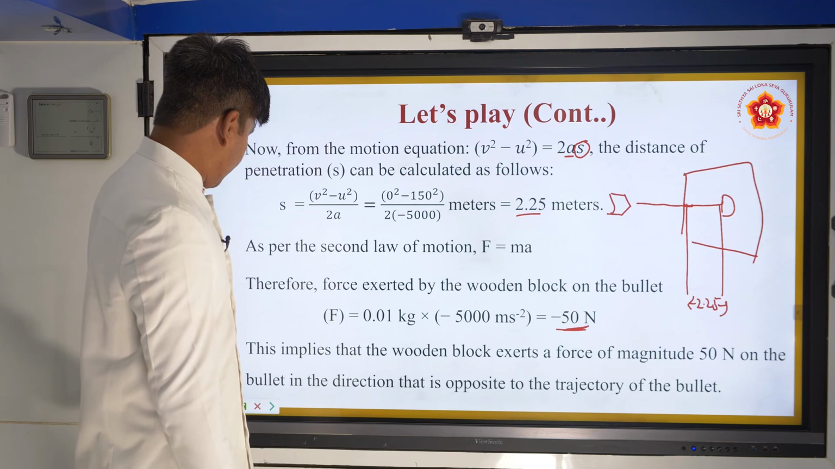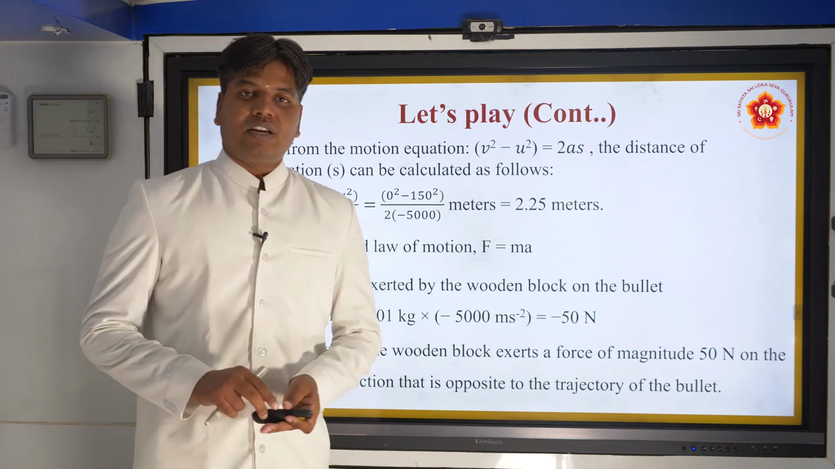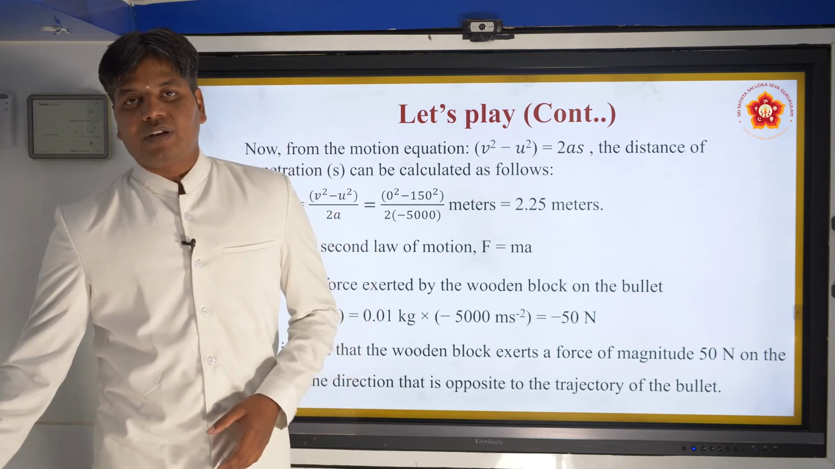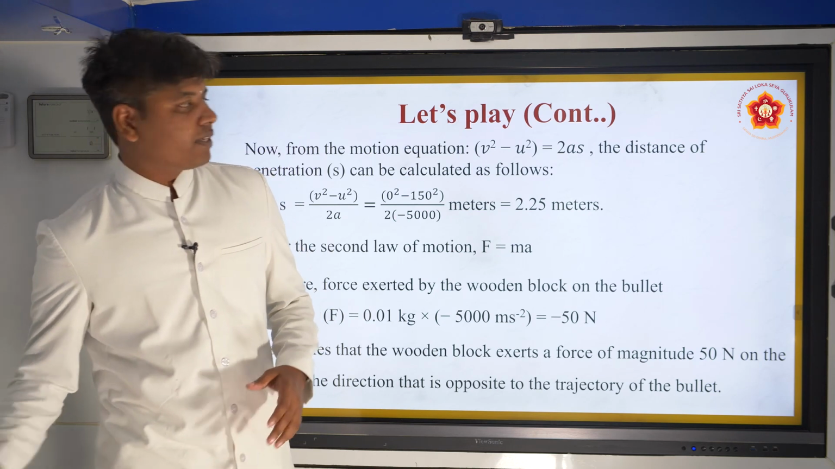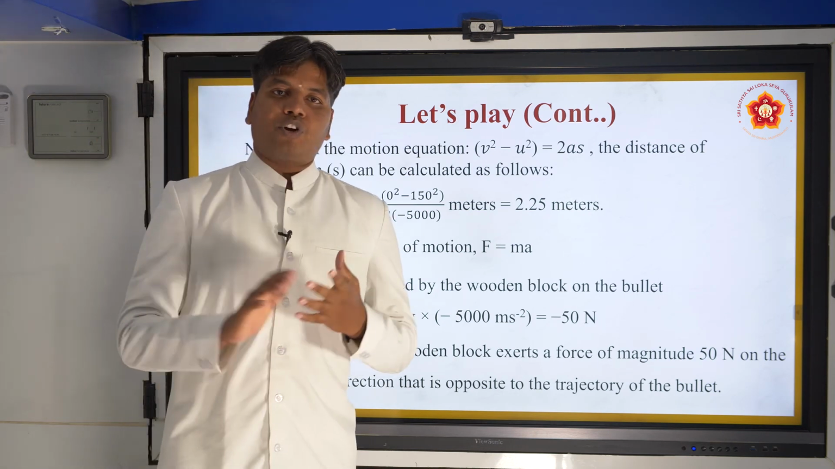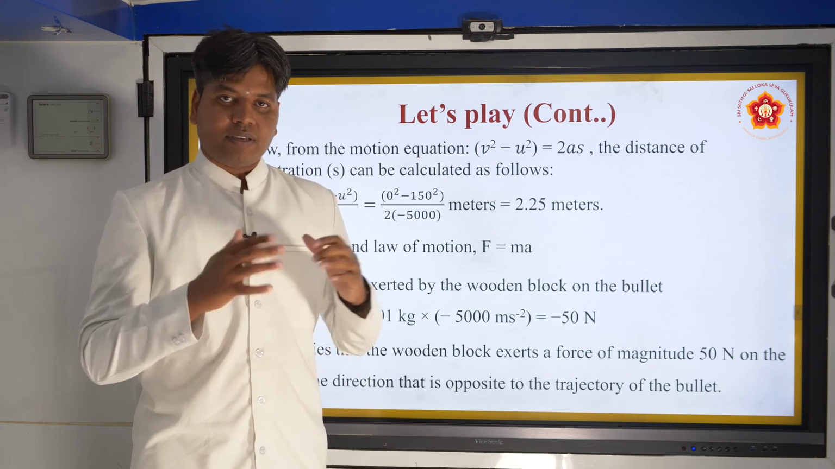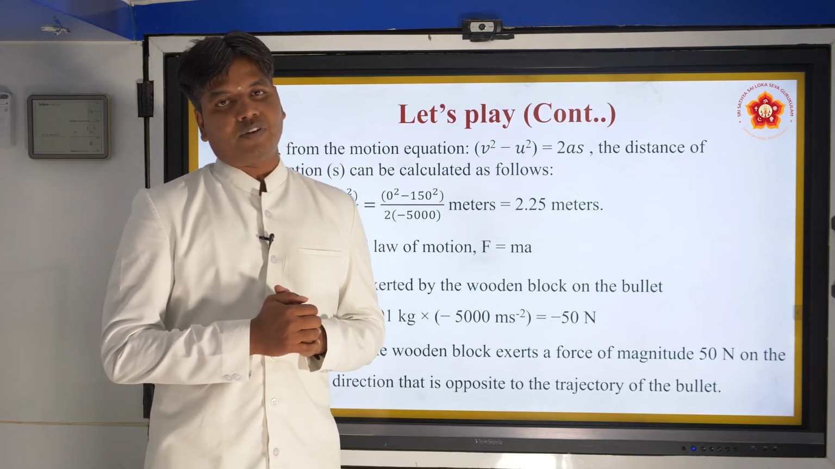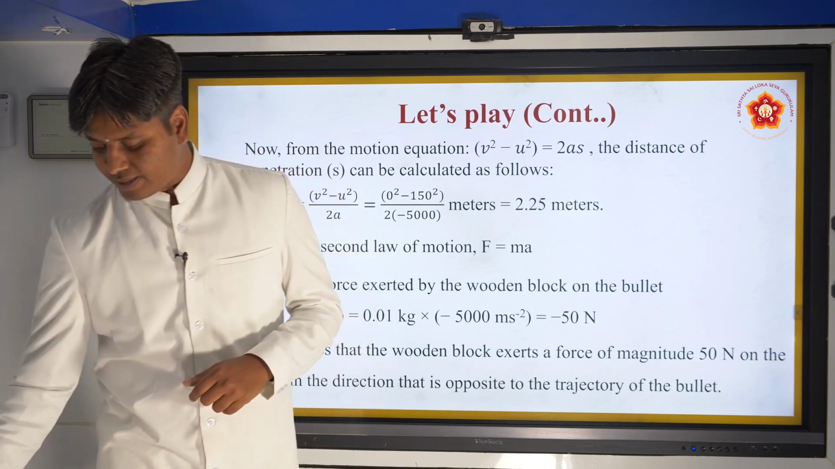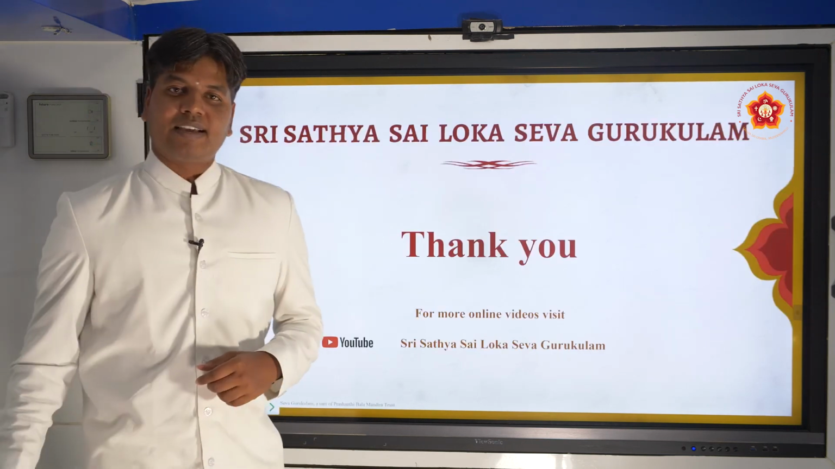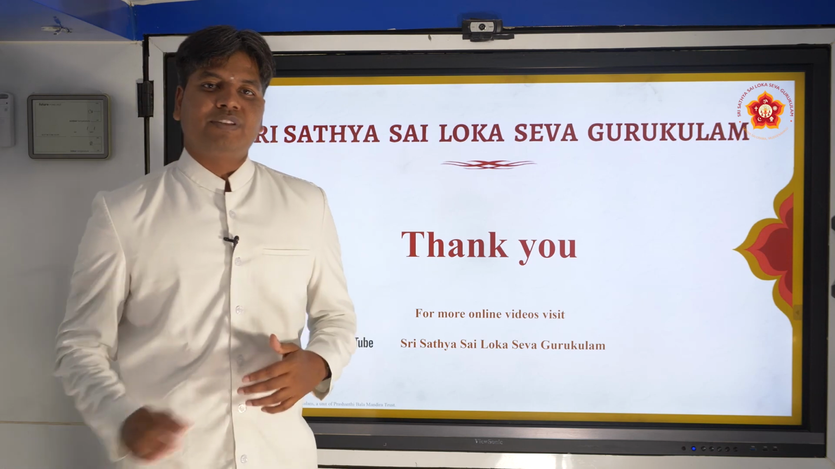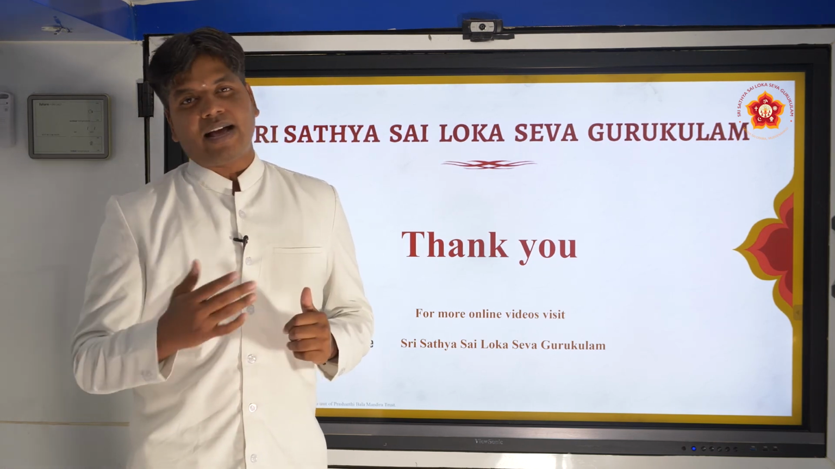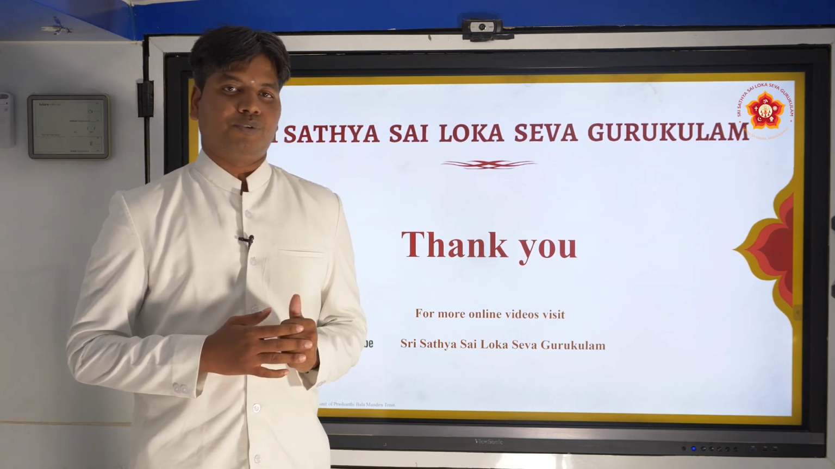Alright, so in this session, we have covered these 4 problems, and I hope whatever misconceptions you had in this chapter have been reduced in these problem solving sessions. Hope you enjoyed this session, and we will come back with even more interesting problems in the last session of this chapter on force and laws of motion.